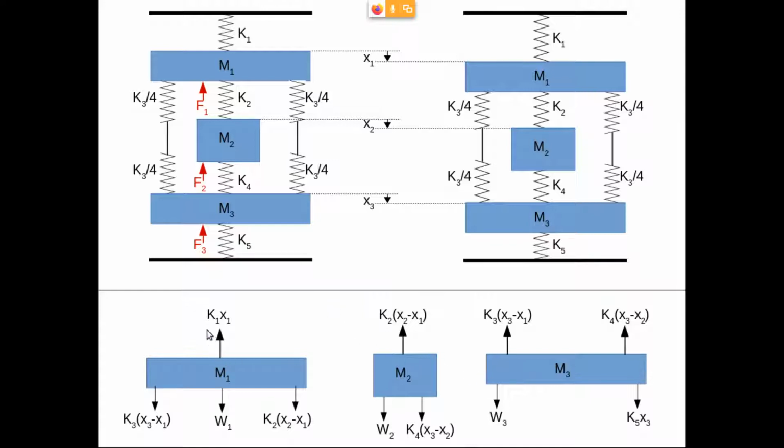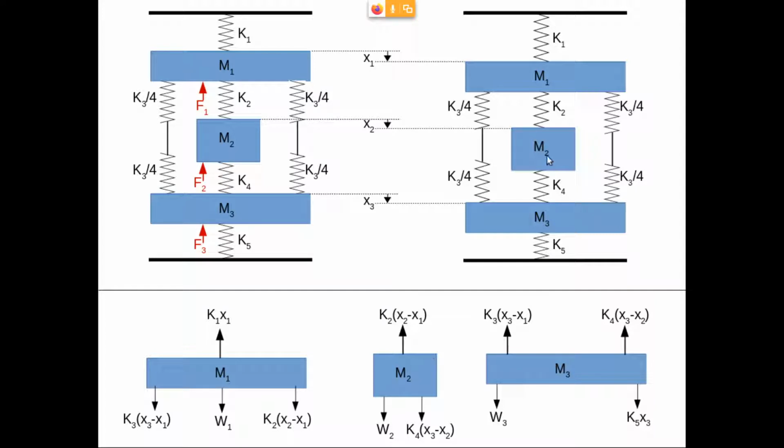Now you see why these terms are coming up. K1x1 is the force acting on the top in the case of mass M1, and the weight will act downward. That's why the weight is there. And K3 will have an effect because K3 is connected to x3 and x1, and there are 4, so it makes it complete as 1. So K3 into x3 minus x1 is the force by this spring K3, and K2 also has an effect: K2 into x2 minus x1. Correct? So these are the forces acting on the mass M1 downwards and upwards.